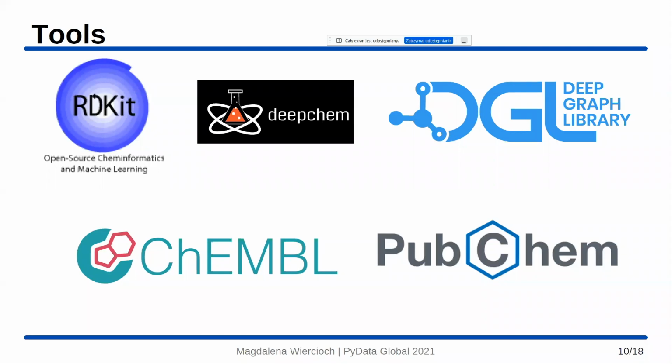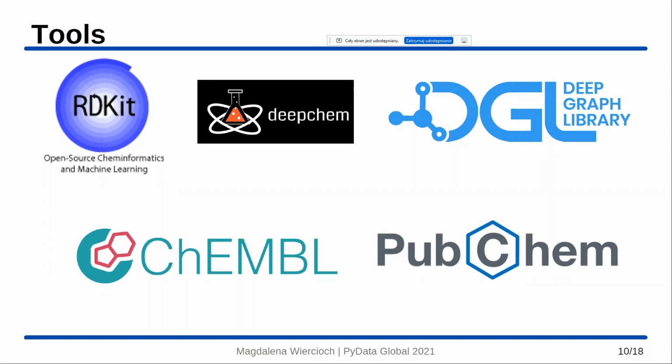So DGL is framework agnostic. If a deep graph model is a component of an end-to-end application, the rest of the logic can be implemented in any major framework, such as PyTorch, Apache MXNet, and so on. And of course, we have also numerous publicly available libraries. They include ChEMBL or PubChem.